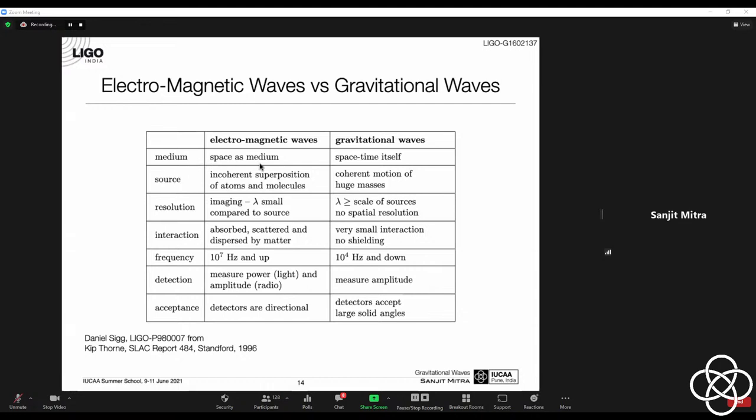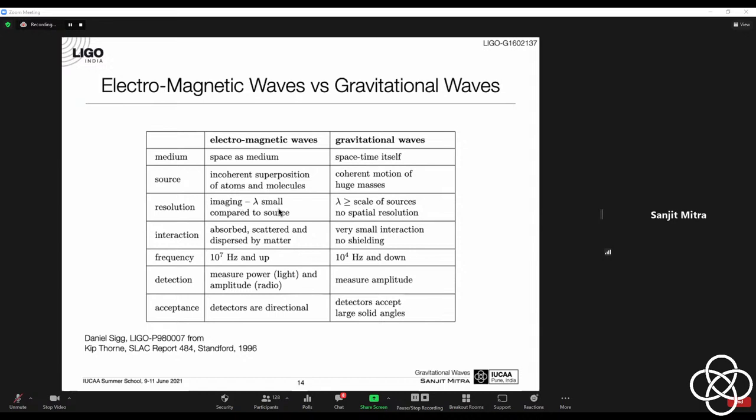So both travel in vacuum. Basically, they don't need any specific medium. Generally, when we talk about electromagnetic waves, we talk about incoherent superposition of photons coming from atoms and molecules. Like any light source, there are a lot of atoms emitting, but you don't know which one is doing what and when. So it's always an incoherent superposition. But when we are talking about gravitational waves, especially from binaries or spinning neutron stars, this is one source emitting the whole wave. So there is a clear difference.